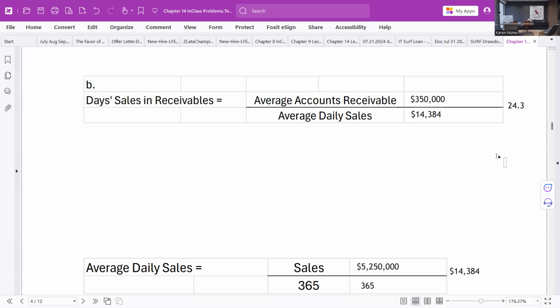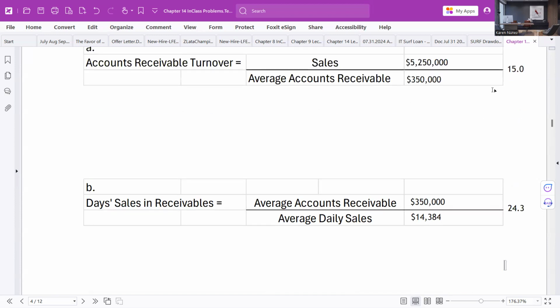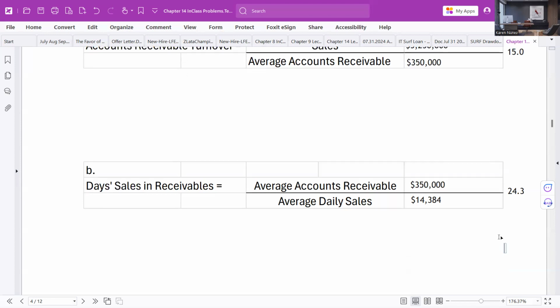Right. So essentially what we're saying is we turn that receivables over 15 times, and it takes us 24.3 days to do it, given what the average sales are. It takes us roughly 24.3 days to turn over those receivables. Both measures are very important in telling us how liquid those receivables are, how quickly we collect on them, and how long it takes to collect on them.